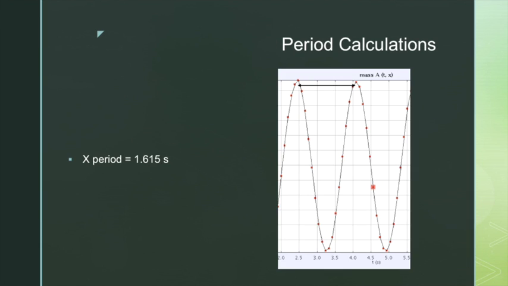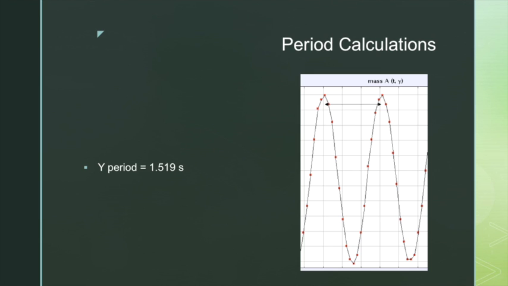The period of oscillation in the x direction of the experimental motion was 1.615 seconds. This was calculated by finding the time it took for the object to return to its peak x position once. The x period is dependent on the force of gravity that swings the object from side to side. The y period was calculated in the same way and was found to be 1.519 seconds. Unlike the x period, it depends on the spring's stiffness.